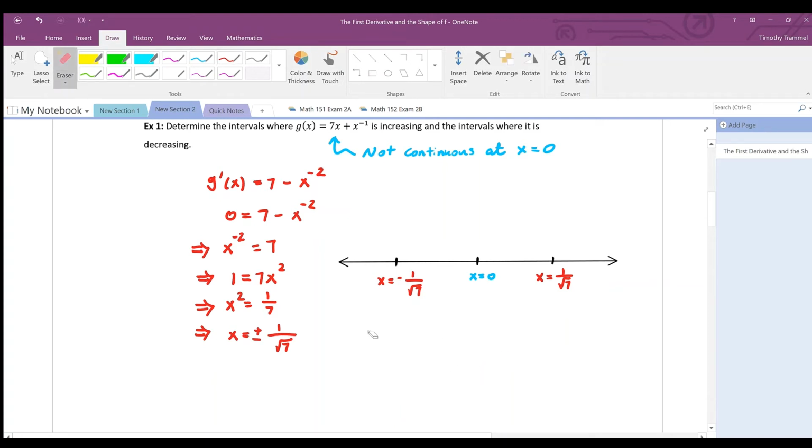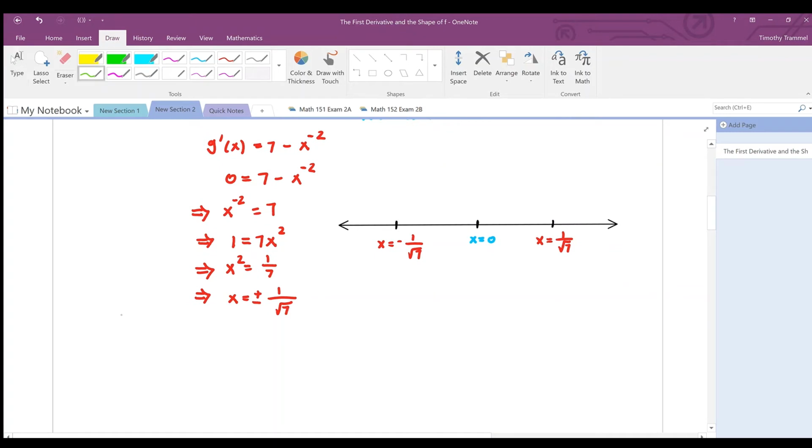Now, to figure out what is happening in each one of these intervals, there's 4 of them, we're going to need to plug in test points. Okay. Let's go ahead and do that. I'm going to call them that too. Test points.